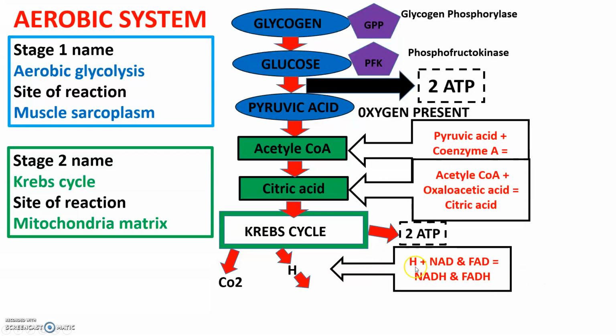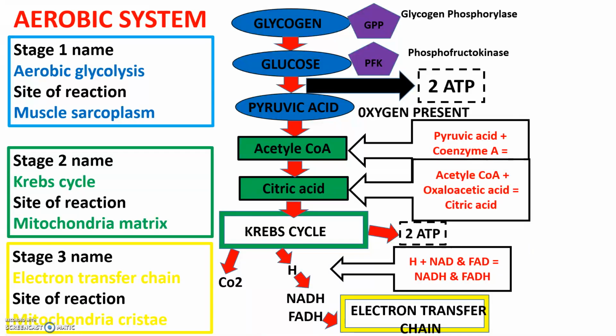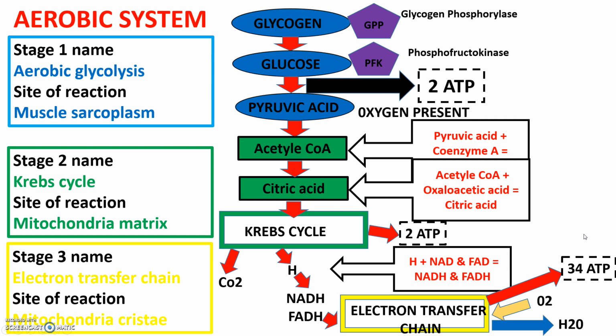So when hydrogen combines with NAD and FAD to make NADH and FADH, we get into the electron transfer chain, okay? Now, this takes place in the mitochondrial cristae, which are the folds within the membrane that I spoke about on the previous slide. From this process, we get 34 ATP, and we get oxygen going in and H2O going out. Again, we'll talk about how H2O is produced tomorrow in more detail.